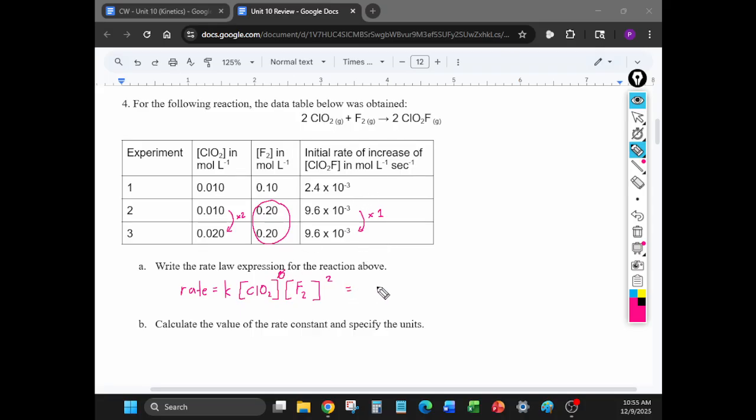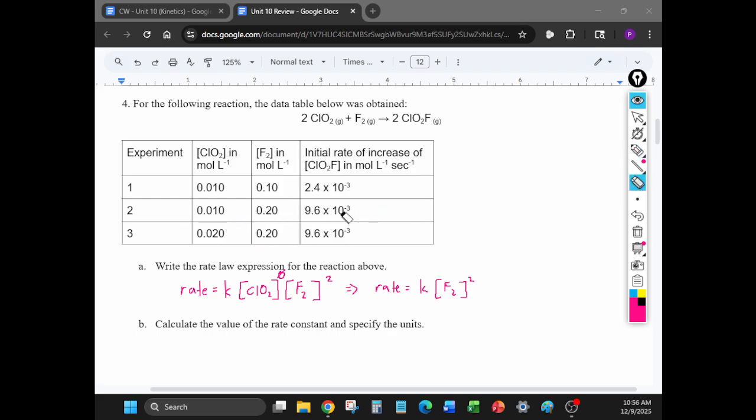So if you are simplifying the rate law, it will just be rate is equal to K. Anything to the power of 0 is 1, so we can omit it from our equation. So it'll just be K[F2] squared. That's it. Any questions on the rate law? Okay, so to find the rate constant is very simple.